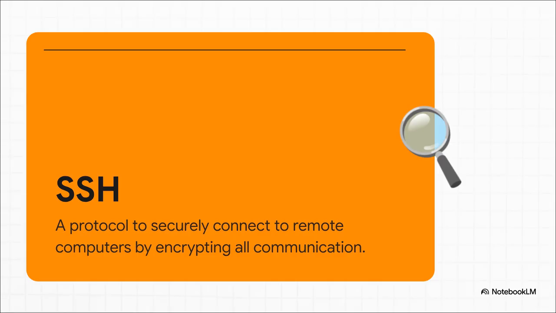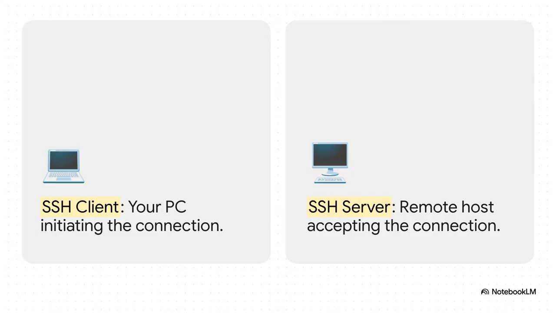So what exactly is SSH? Well, Secure Shell is a network protocol that we use to securely connect to and manage remote computers over a network. Now, the absolute key phrase here is by encrypting all communication. That is the secret sauce. It ensures every single piece of your data is totally hidden from anyone who might be snooping on the network, giving you complete invisibility. The basic architecture here relies on two main actors.